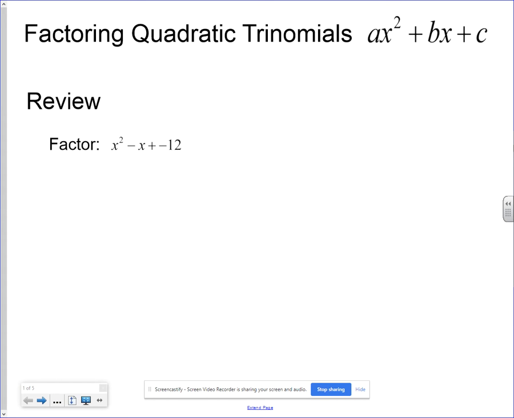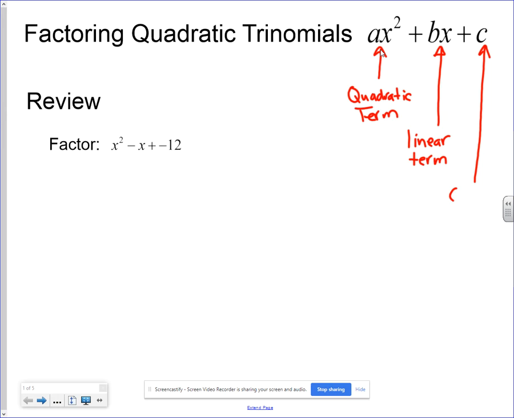So today we're going to be factoring quadratic trinomials. A quadratic trinomial is a trinomial that's in the form ax squared plus bx plus c. This is your quadratic term. The bx is your linear term. And the c is your constant term.